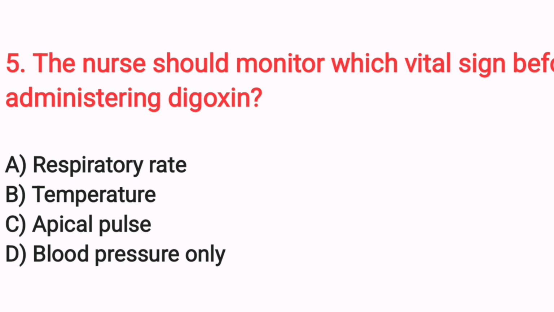Next, the nurse should monitor which vital sign before administering digoxin? Option A, respiratory rate. Option B, temperature. Option C, apical pulse. Option D, blood pressure only.